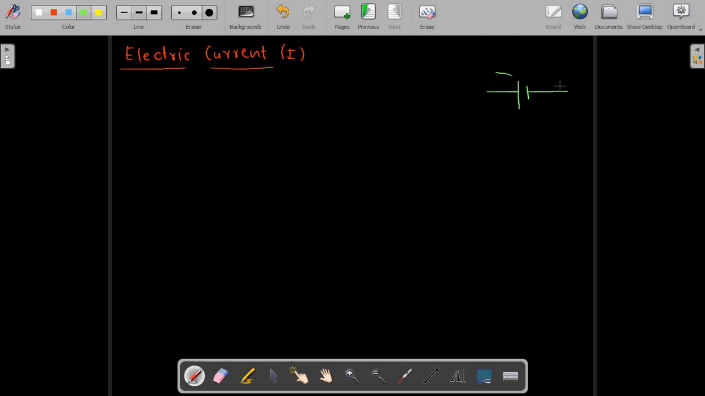Here, this is a circuit. There are two paths, B and A. B is smaller in size and A is bigger in size. This represents plus, and this represents minus. We can call this thing in the circuit a battery.